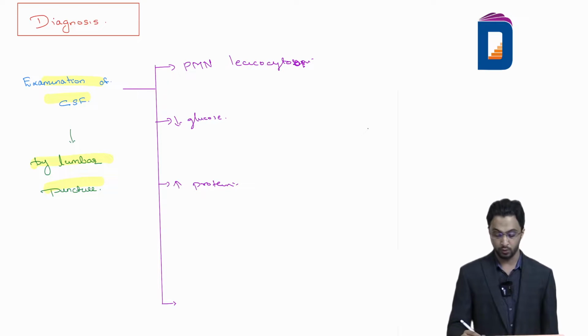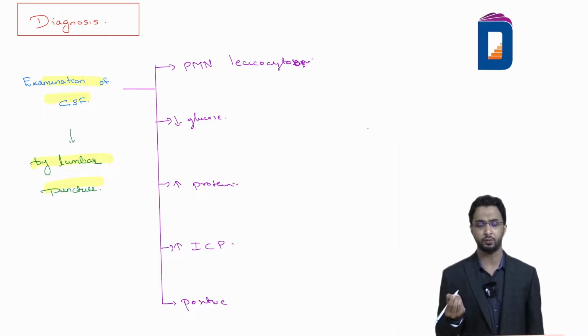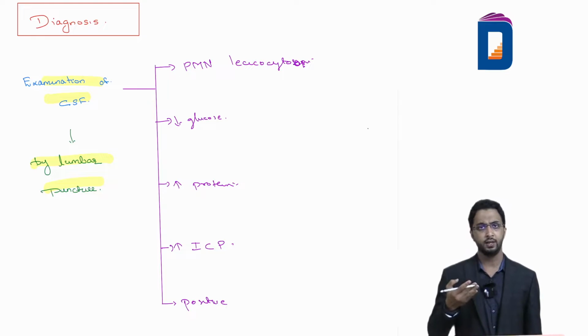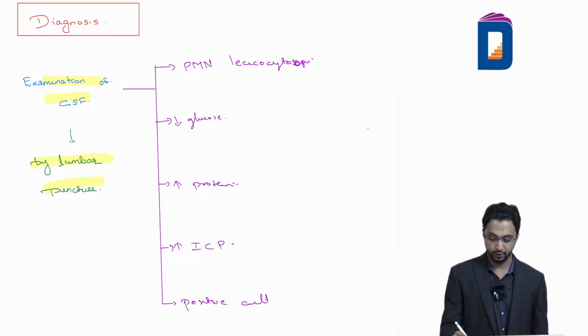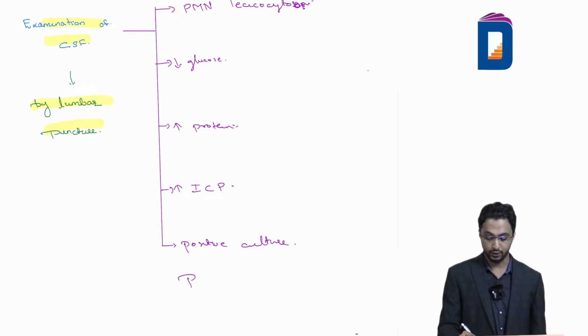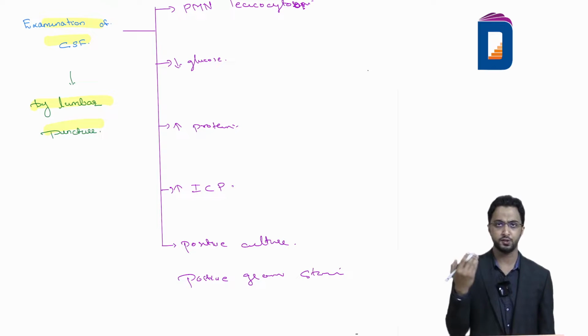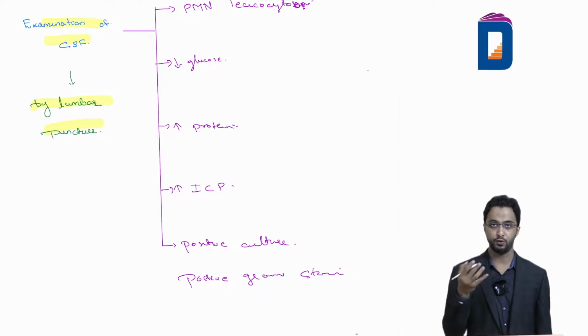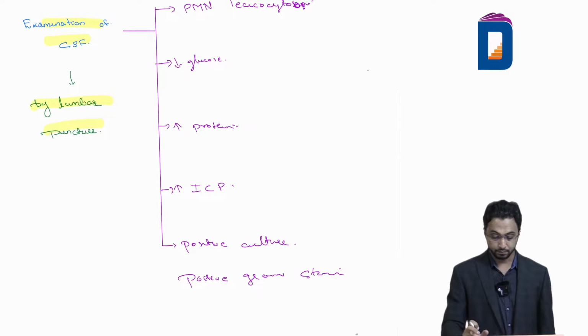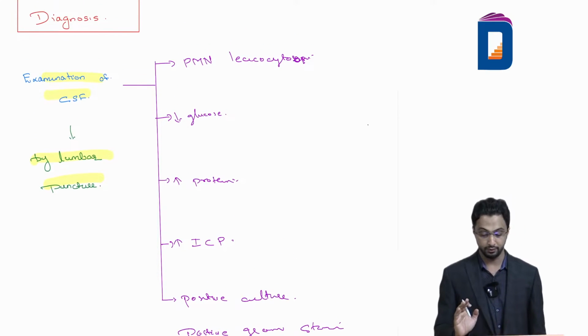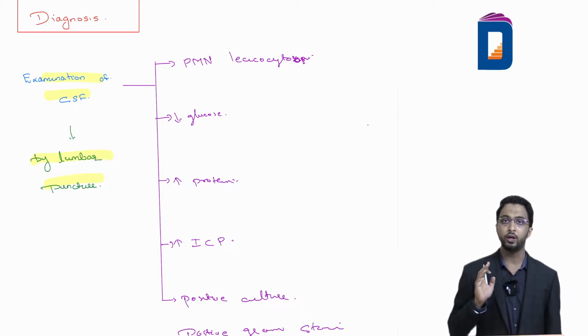And as you all know, there's going to be an increased intracranial pressure and positive culture, because bacteria can be cultured. When you come to the viral infections, it is usually culture negative. So there's going to be positive culture and also positive gram staining. We have studied the gram staining of Streptococcus pneumoniae and Neisseria meningitidis and what kind of features they produce. Now this is basically the features of bacterial meningitis on CSF examination.